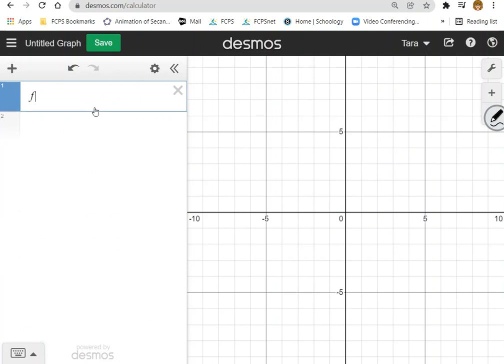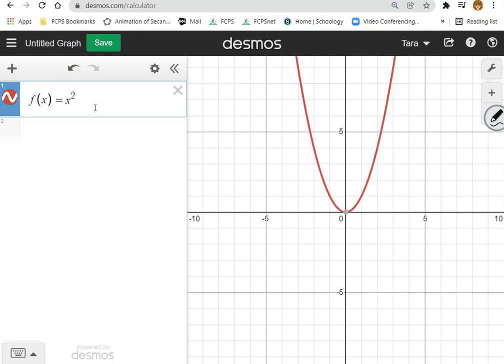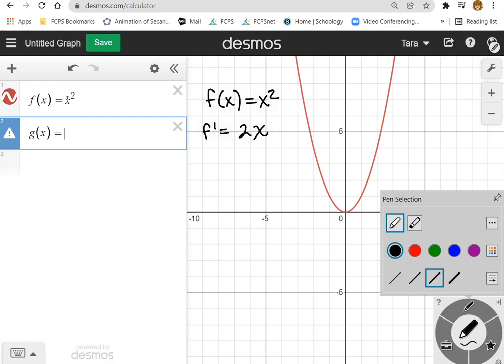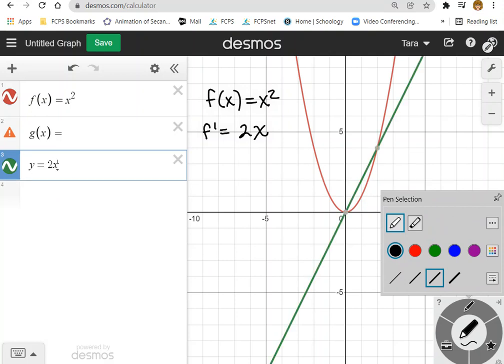Okay. So here's what I'm going to do. I'm going to say, hey Desmos, graph me a function. F of x equals x squared. Okay. And then I'm going to say, hey Desmos, graph me another function. But one of the things that Desmos can do is figure out and graph the derivative of a function. So we know, hopefully, that if f of x is x squared, then f prime would be 2x, right? And so if I went down here, y equals 2x, I could just tell it to graph 2x and it would do that.